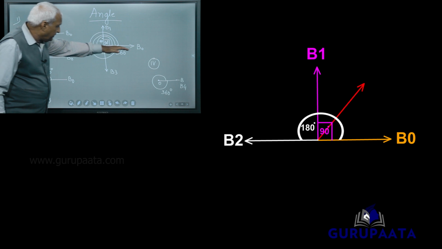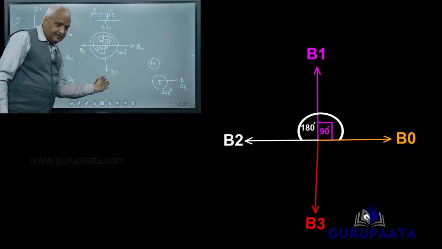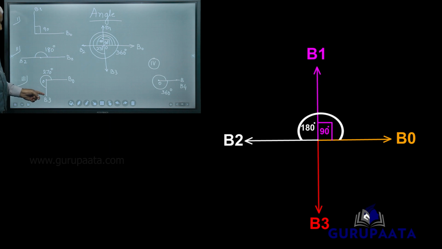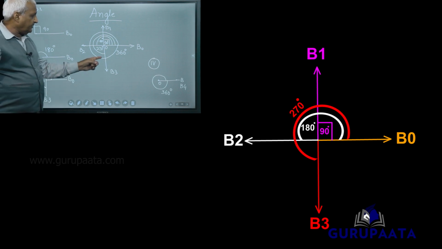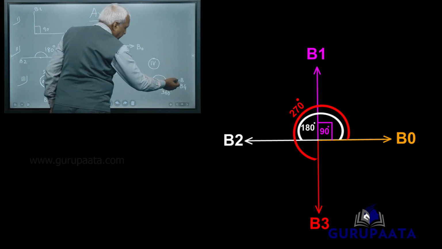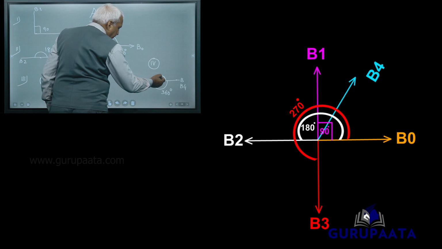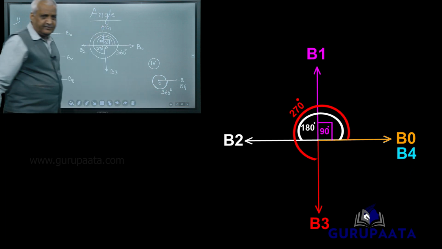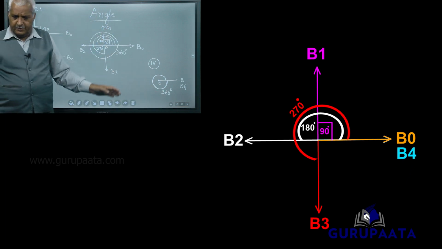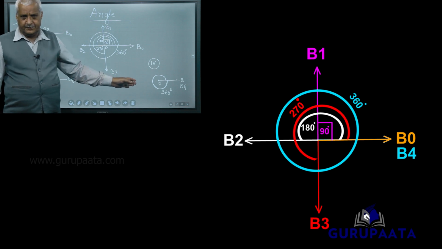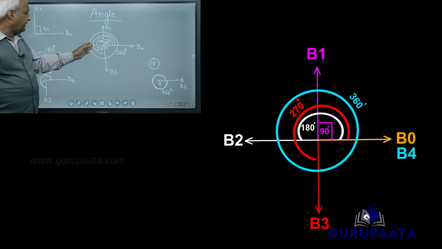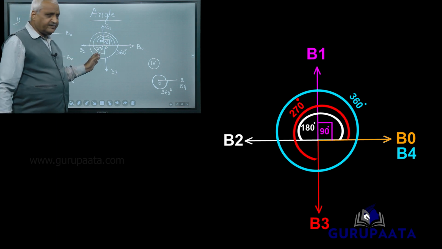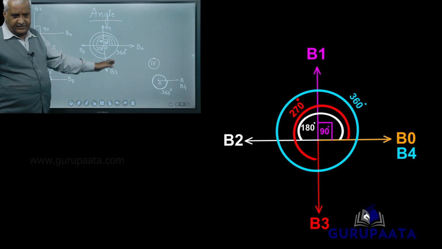If it further moves from B0 to B1 to B2 to B3, then the position will be like that, and the angle made is this one, 270 degree. The fourth position, if this is moving, starting from here and taking a complete round and coming to its original position, then the total angle formed will be 360 degree. Understood? 90 degree, 180 degree, 270 degree and 360 degree.